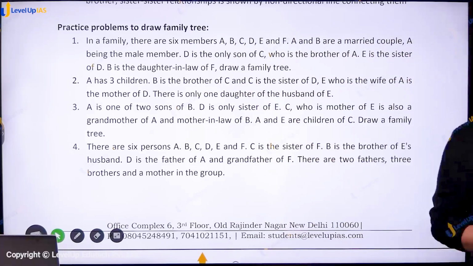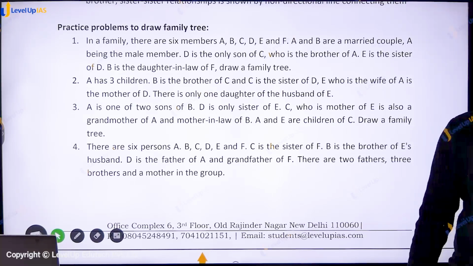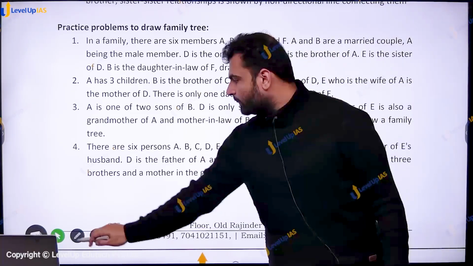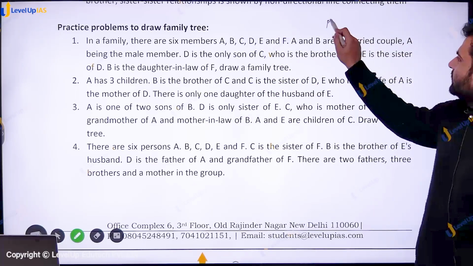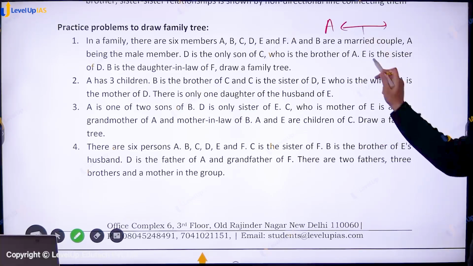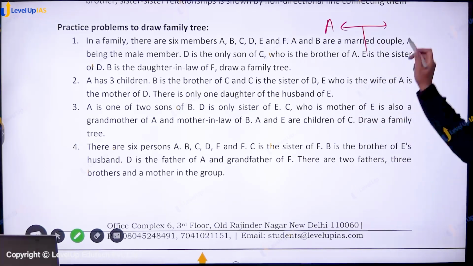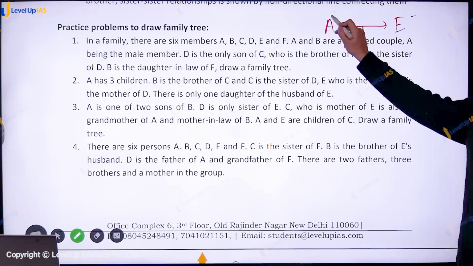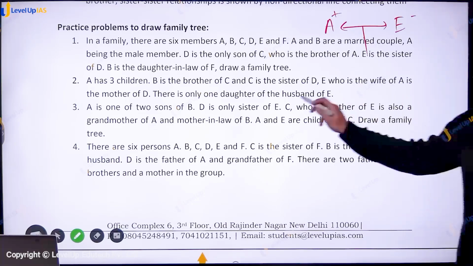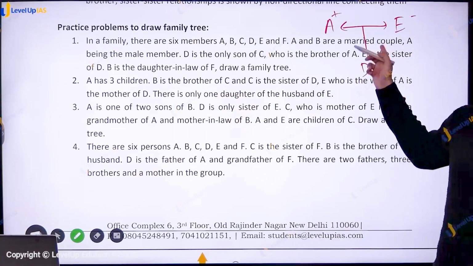Next, A has 3 children. B is the brother of C and C is the sister of D. Fine. E, who is the wife of A, is the mother of D. Now it is very clear. A has 3 children. A would be married to somebody and then will have children. E is the wife of A, that is given, and A is the husband. And she is the mother of D.